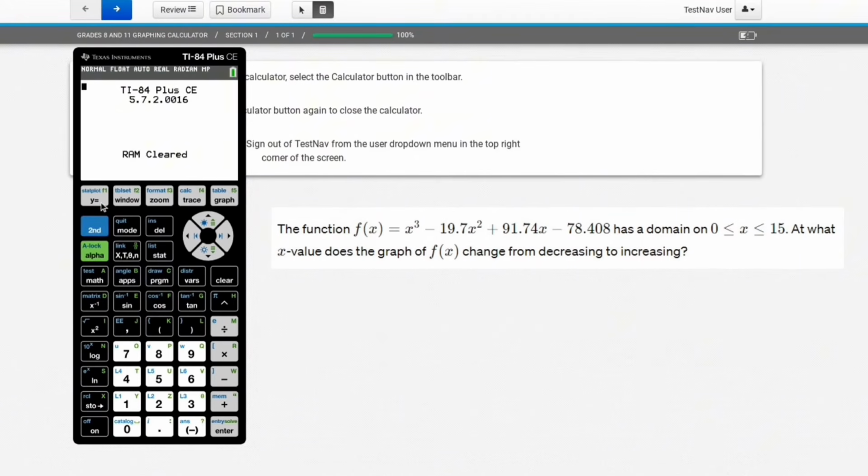All right, so let's go to y equals and type our guy in. X cubed is going to look like that. Then I have minus 19.7x squared, so minus 19.7x. Here's the squared button, plus 91.74x, minus 78.408, so minus 78.408. What I'm trying to do is find out where this guy is decreasing to increasing.